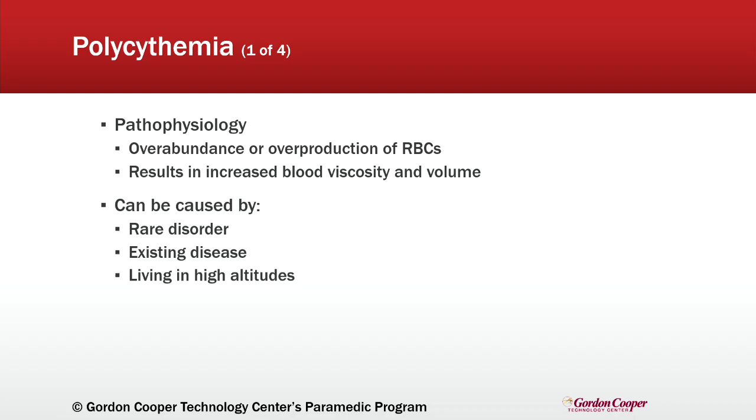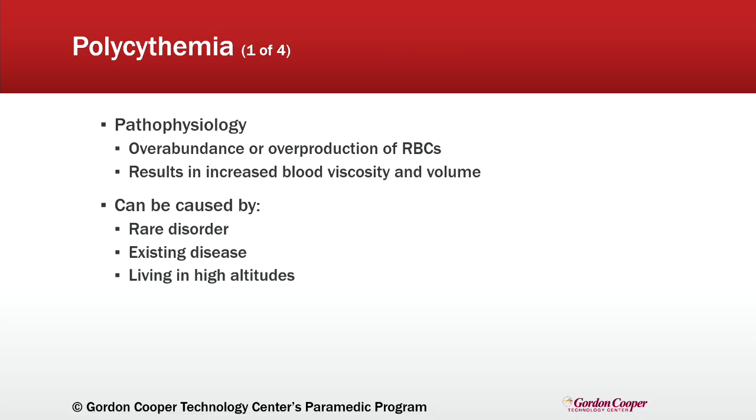Polycythemia is characterized by an overabundance or overproduction of red blood cells. This leads to an increase in viscosity and volume. This can result in a congestion of blood in the tissues and organs. This hyperviscosity, or thickening of the blood, greatly increases the risk of blood clot formation.